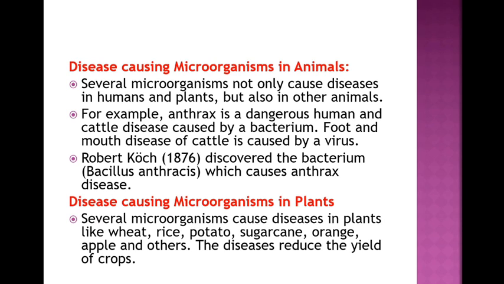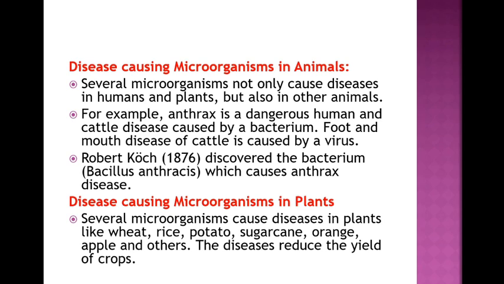It is caused by a bacterium, and another disease, foot and mouth disease of cattle, is caused by a virus. And Robert Koch in the year 1876 discovered the bacterium Bacillus anthracis, which causes anthrax disease. So this is one of the important diseases. Just remember, Robert Koch in the year 1876 discovered the bacterium Bacillus anthracis, which causes anthrax disease in human and cattle. And coming to the plants, disease causing microorganisms in plants.